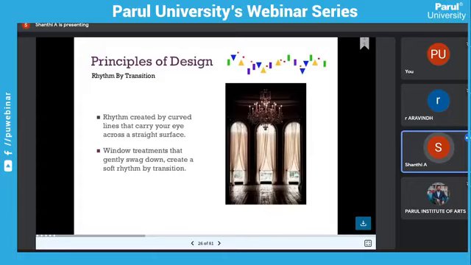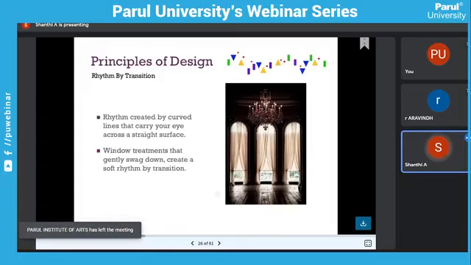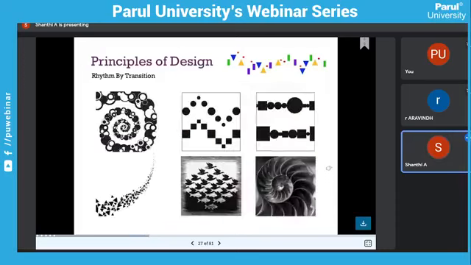So these are all examples of where we have followed a pattern this way. So this is transition, softness, which gives us a softness. And this is again the transition where the arrangement is similar, but the elements are different. Here also, the arrangement is similar. The elements are placed in different places.